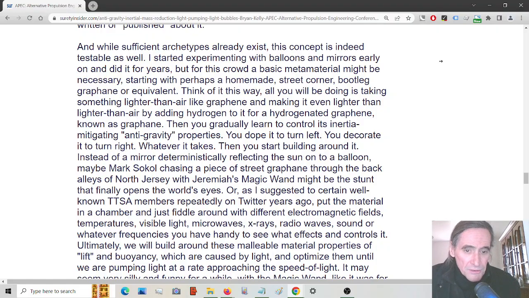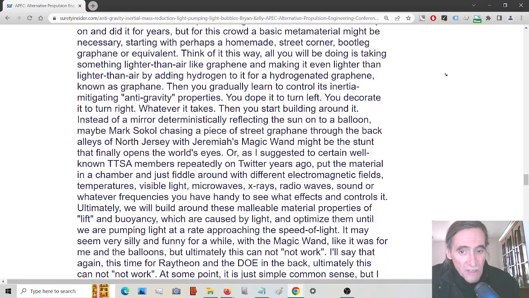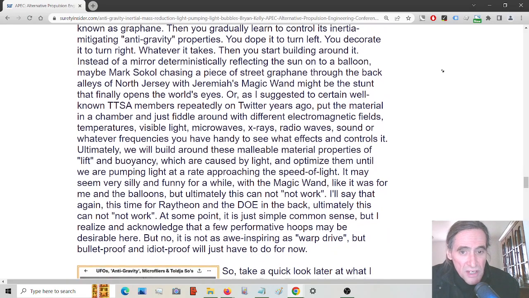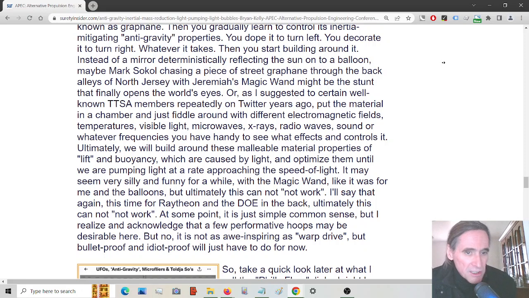Instead of a mirror deterministically reflecting the sun onto a balloon, maybe Mark Sokol chasing a piece of street graphene through the back alleys of North Jersey with Jeremiah's magic wand might be the stunt that finally opens the world's eyes.